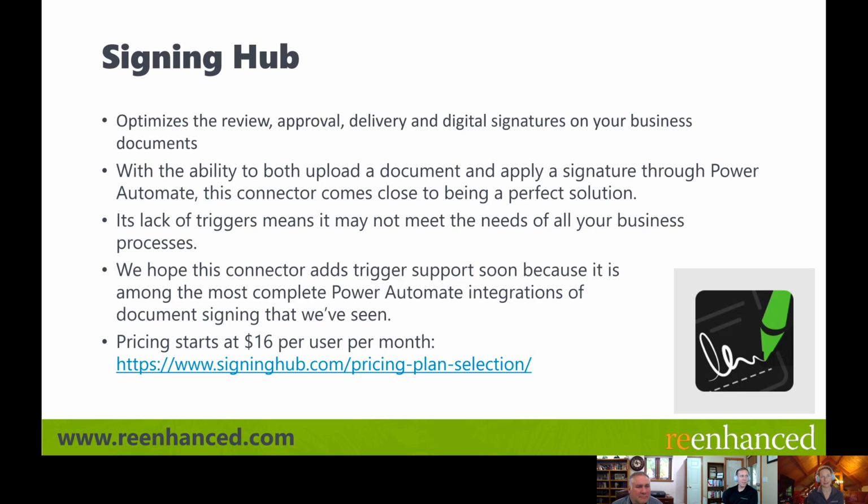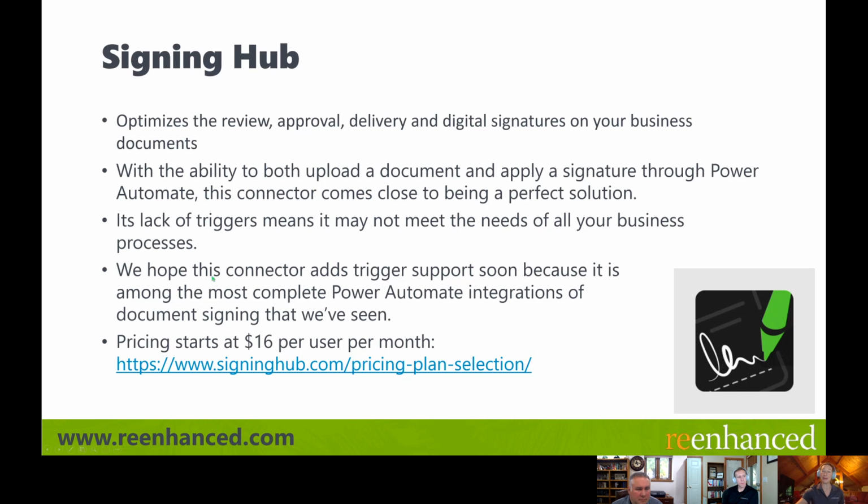Signing Hub was a really interesting one as well. I liked that you could have the review, approval, delivery, and digital signatures. So just like the last one we talked about, it had more functionality than just the initial criteria. One thing that wasn't great is this third bullet point here. It has no triggers, so it won't be able to kick off an automation in Power Automate. It will just be able to be applied as an action.